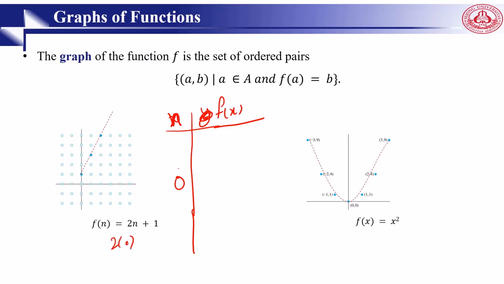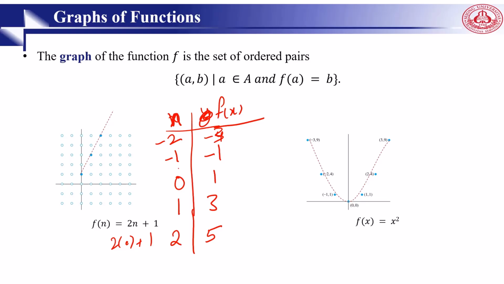2 multiplied by 0 plus 1 is 1. If it is 1, it will be 3. If it is 2, it will be 5. If it is minus 1, 2 times minus 1 is minus 2, plus 1 is minus 1. If it is minus 2, then it will say minus 3.